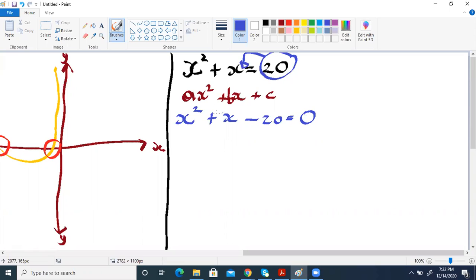So again, you now have your quadratic equation. You factorize a quadratic equation as per usual, just like you would normally do. You find the two numbers that when you multiply them, you get AC. In this case, A is 1 times C is negative 20. And then when you add them, you get the number in B, which is 1.